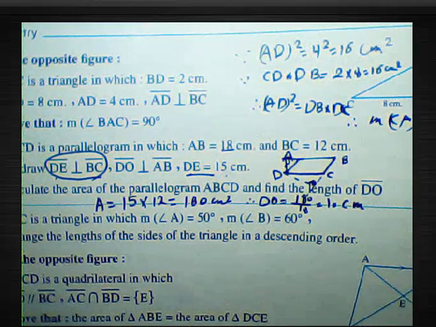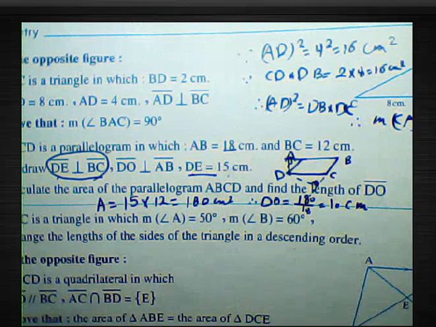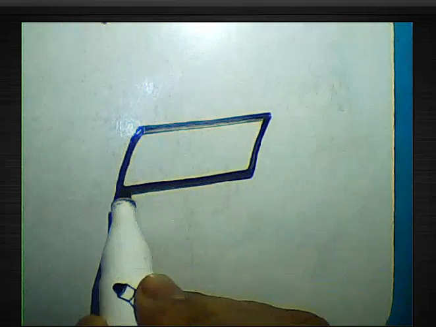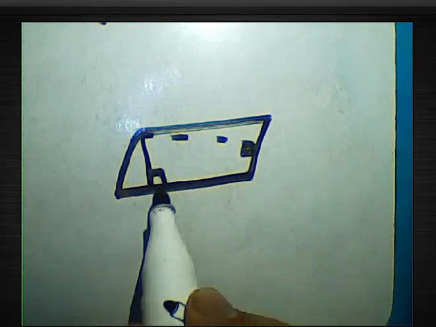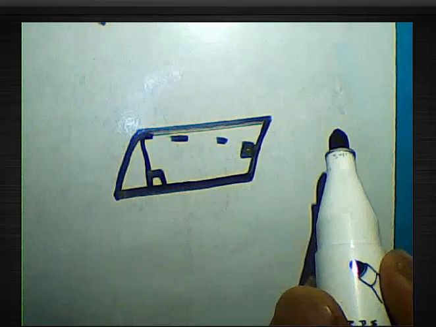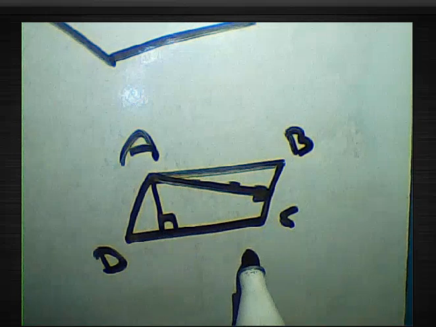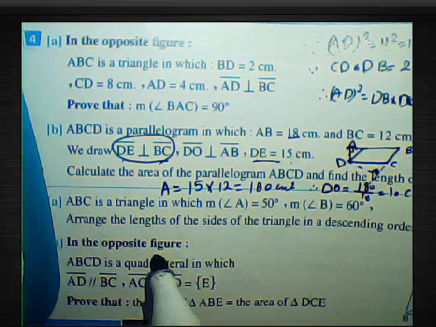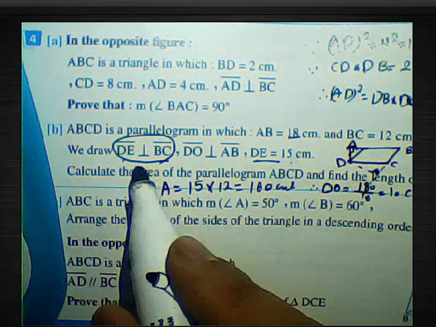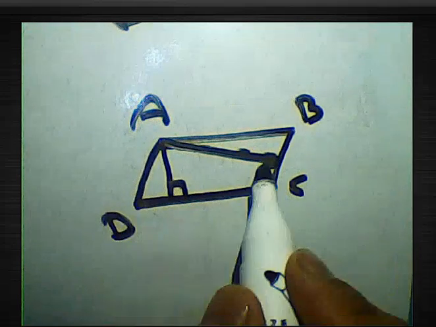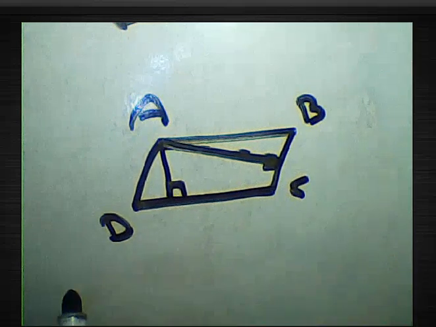Okay, you can draw the parallelogram outside to understand. This parallelogram here, and then draw the height and this height. He gives us this information about DE perpendicular to BC. We can write here the height on this side, or you can change the direction, ABCD, and DE perpendicular to BC here.